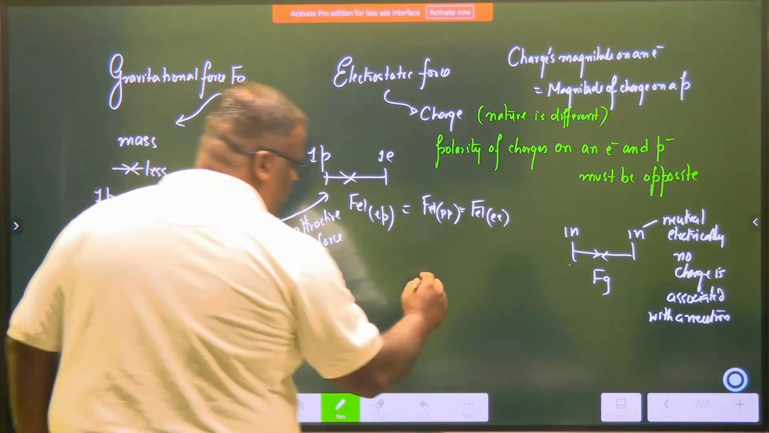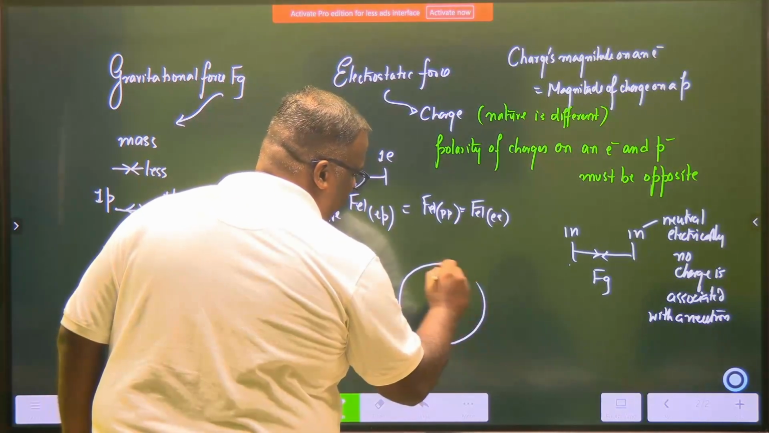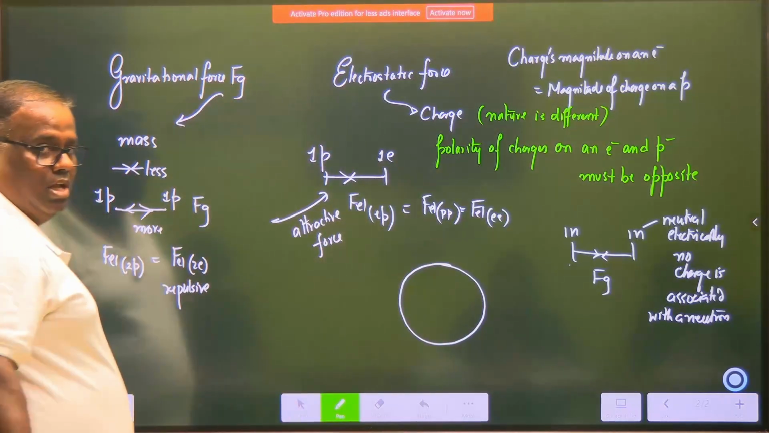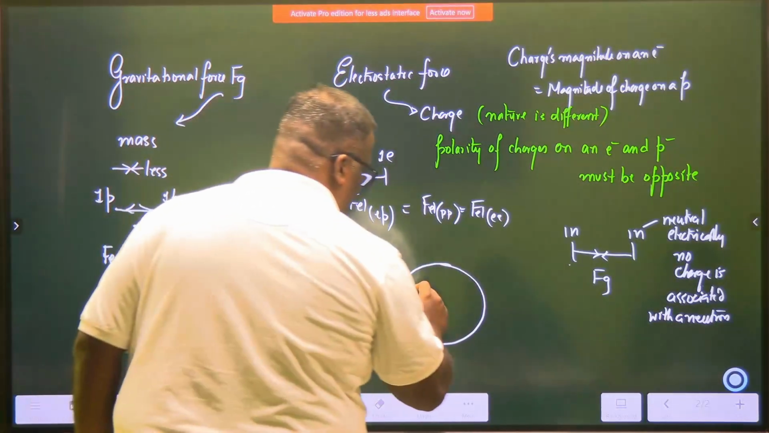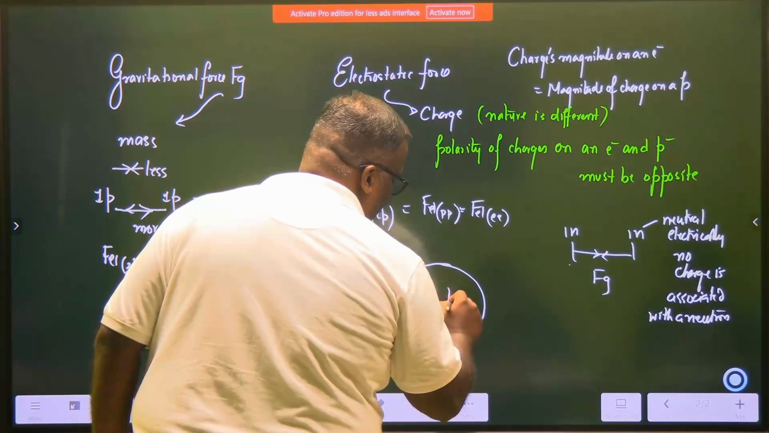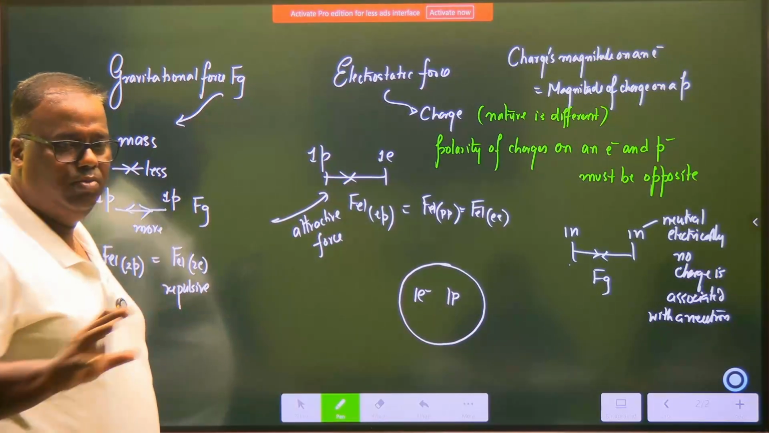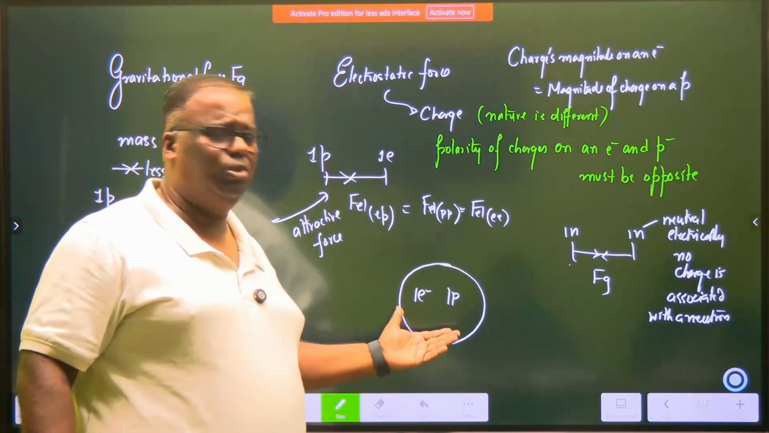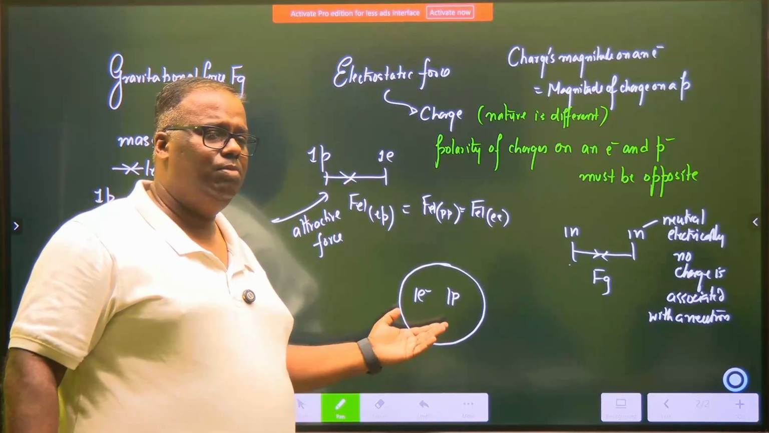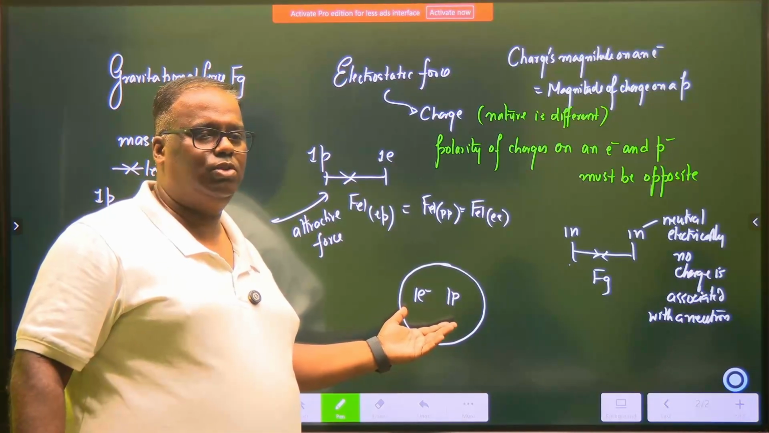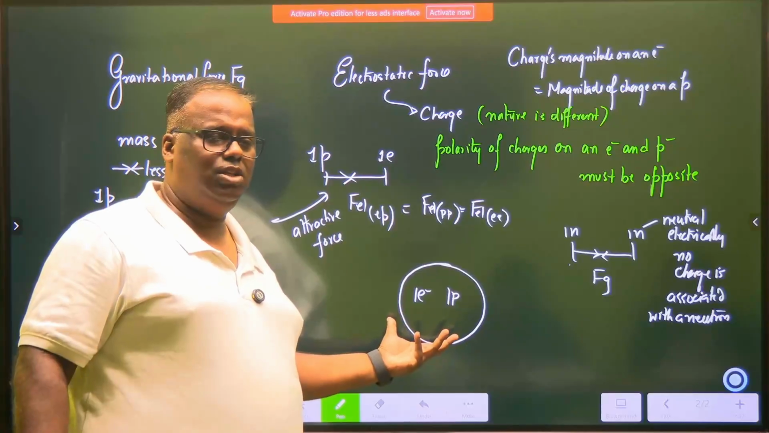Then suppose you arbitrarily consider a volume. In this volume, if you take an electron and a proton, a sealed volume, this is a hypothetical understanding. Take a volume and fill it with one electron and one proton. It forms another new entity.